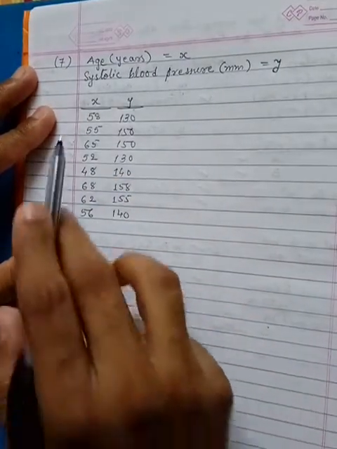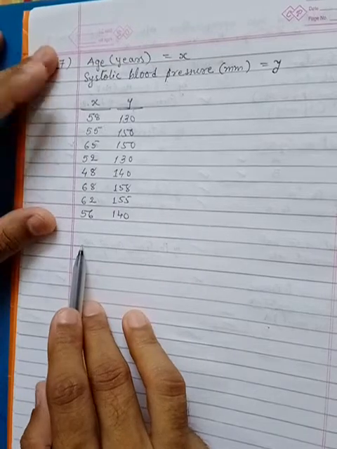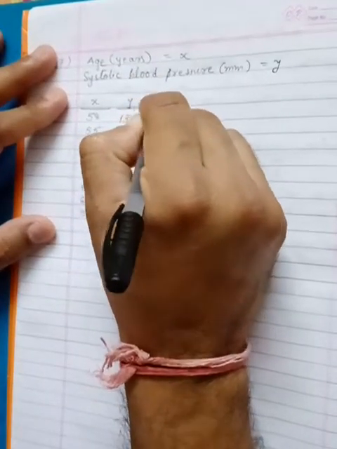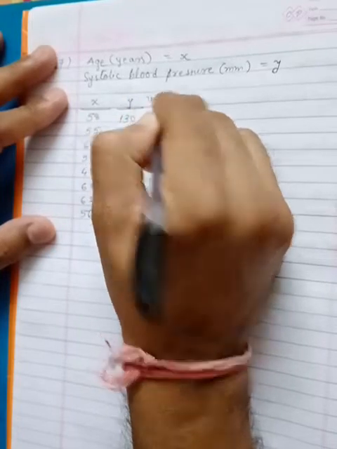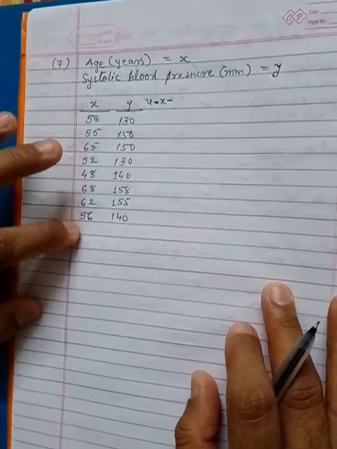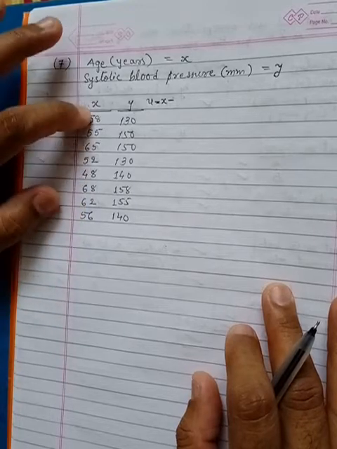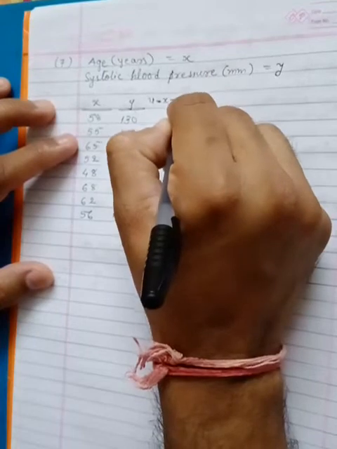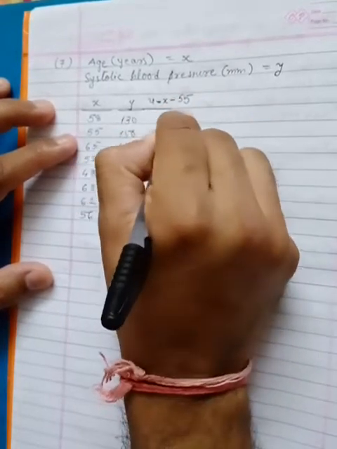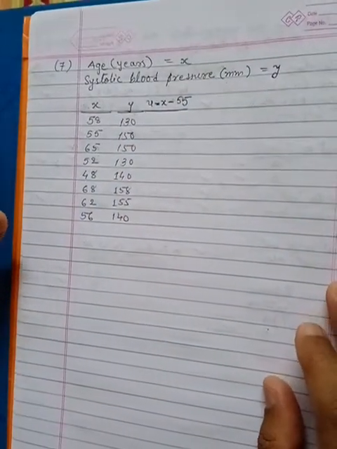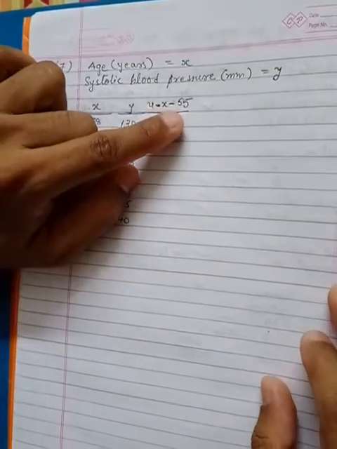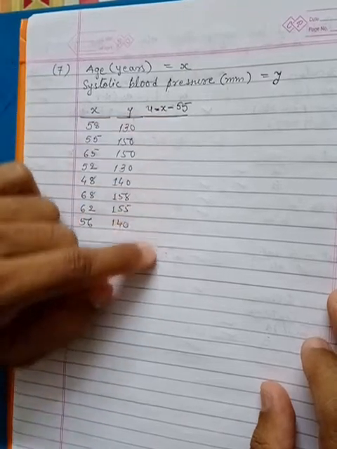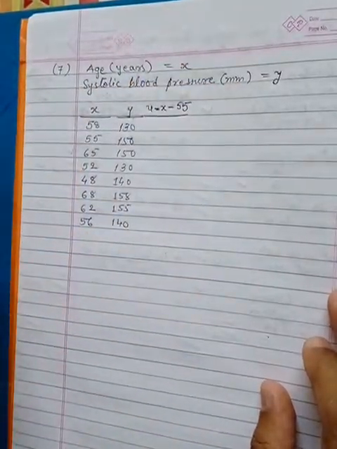What you have to do is convert these variable x values into a new variable u. So u is equal to x minus any one value out of these given values, taken as the assumed mean. I will take the assumed mean as 55. You can take any value, but remember, according to the assumed mean you have selected, the total of column u or column v will keep on changing.